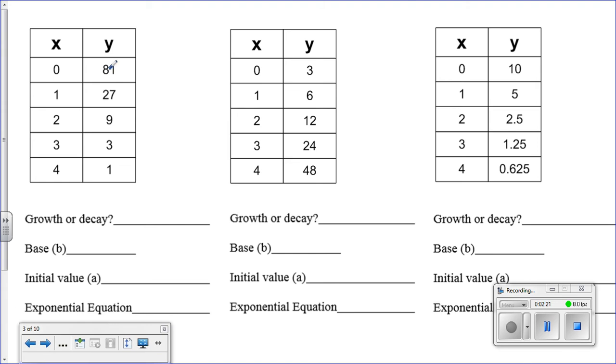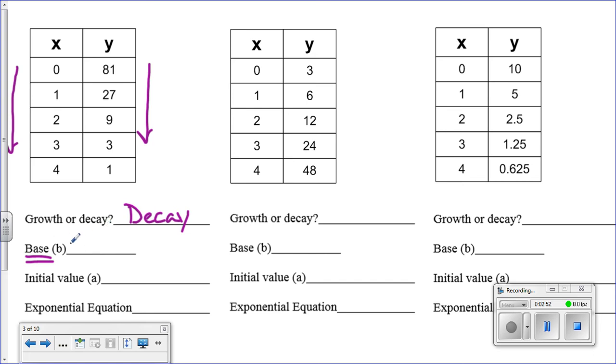So let's take a look at this one. As x gets larger, let's see what happens to our output values. They seem to be going down. Therefore, this is decay. And what that means is that our base, our B, is actually going to be less than 1. This is helpful because if I do my ratio to get my base, and I did it incorrectly, common sense should tell you that you're right or you're wrong.